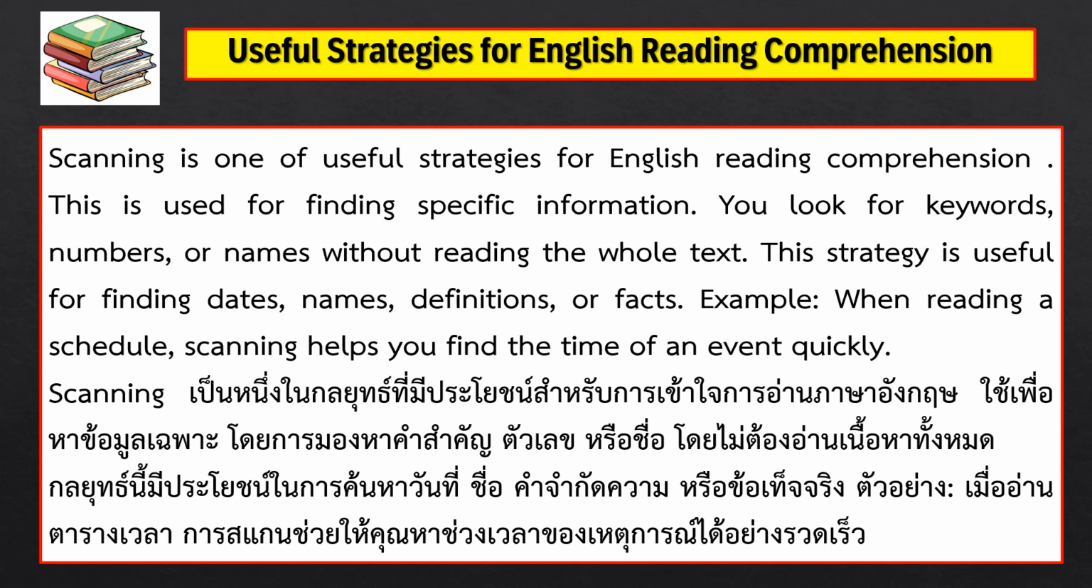Scanning is one of the useful strategies for English reading comprehension. This is used for finding specific information. You look for keywords, numbers, or names without reading the whole text. This strategy is useful for finding dates, names, definitions, or facts. Example: when reading a schedule, scanning helps you find the time of an event quickly.